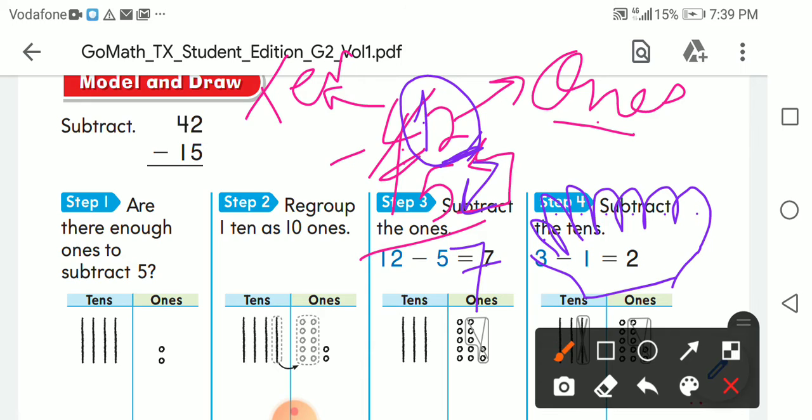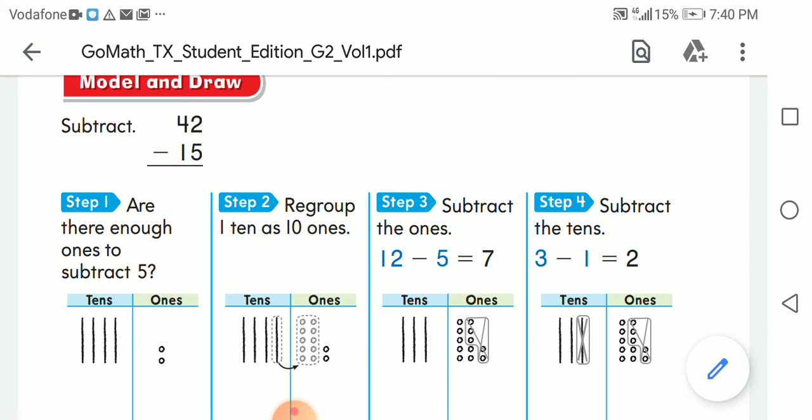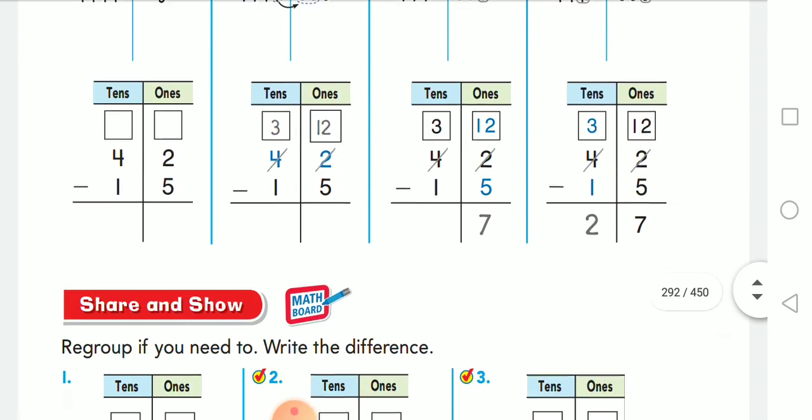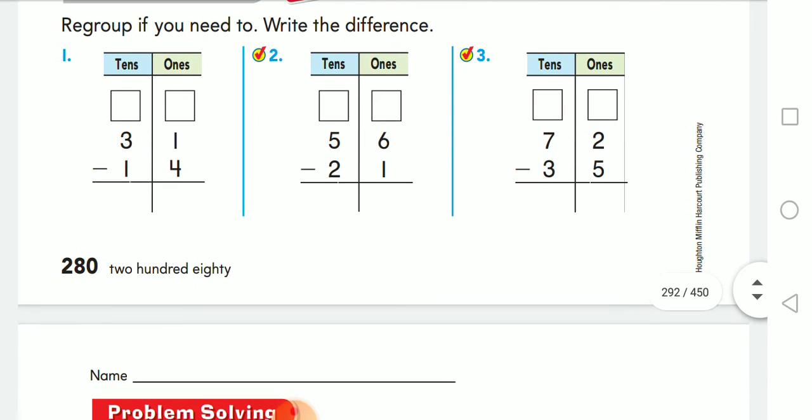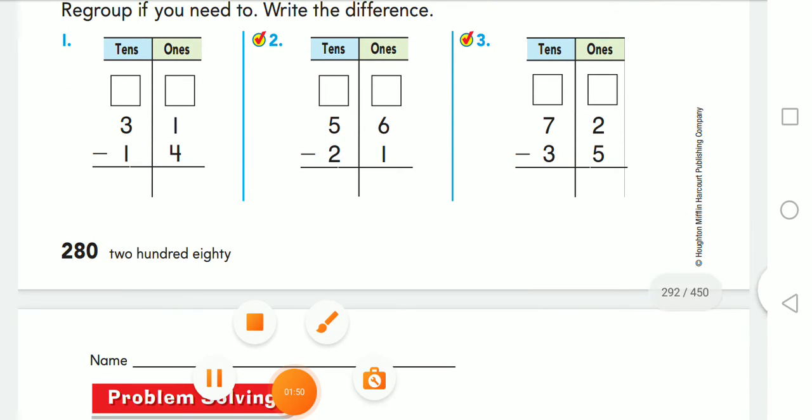So write down 7. I have here 4, but I took 1 ten from 4, so it became now 3. 3 minus 1 gives me, after 1, 2, 3, so I have here 2. So the answer will be 27. Okay? Okay, we have here another exercise.